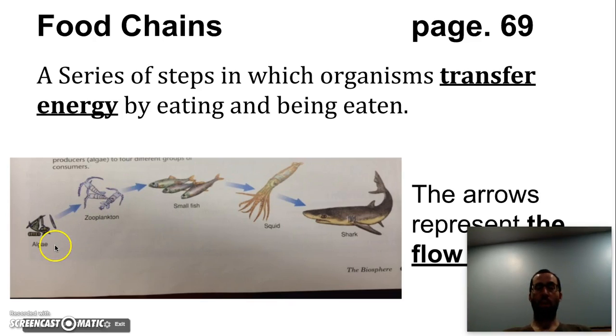So the way that you would actually read this food chain is that algae, an autotroph producer, gives their energy to zooplankton, a herbivore, which is a type of heterotroph consumer, and zooplankton give their energy to small fish, which are a type of carnivore, so they eat other animals, also heterotroph consumers. And these small fish give their energy to squid, another heterotroph consumer carnivore, and squid give their energy to sharks, which are another type of heterotroph consumer carnivore.